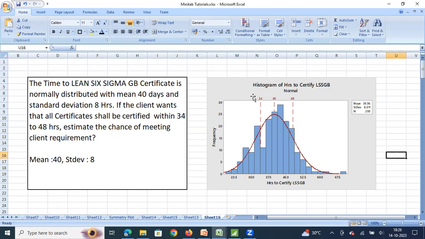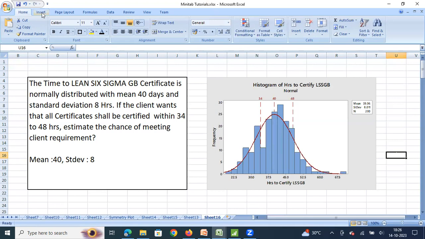If the question would have been 32 to 48, I could have directly told 68.3, because as per the normal distribution curve, average plus 1 standard deviation of 48, average minus 1 standard deviation of 32, we would have had 68.3% of data covered. But in this case, it is 34 and 48. So let's see what is the cumulative probability.